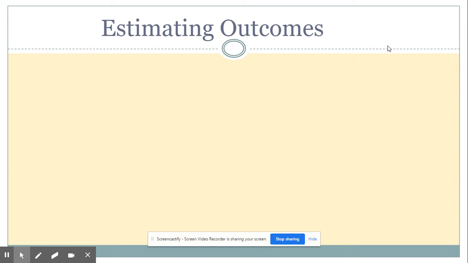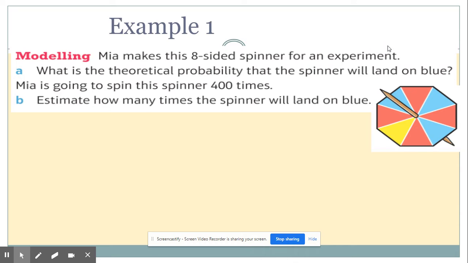For example, if you know the probability of something, and then you're thinking, if I perform an experiment this many times, what will happen? So this is called estimating. This is not the actual result. You are still estimating what will happen, what will be the outcomes. In your questions, the question can ask you to estimate. That means you have to find out the experimental probability.